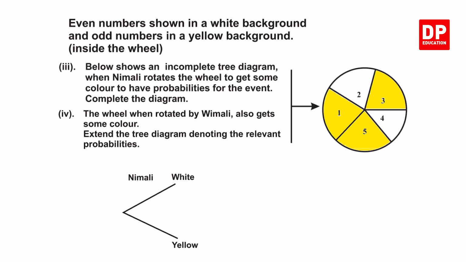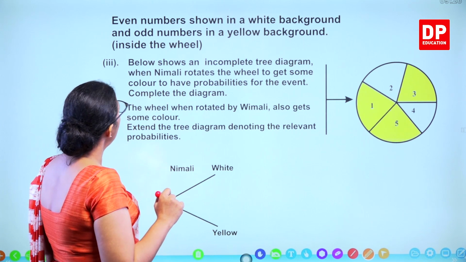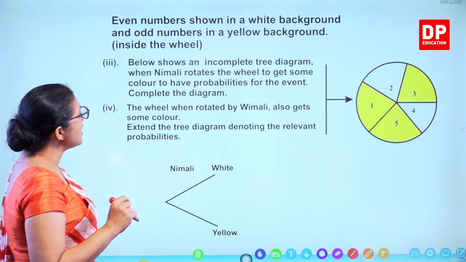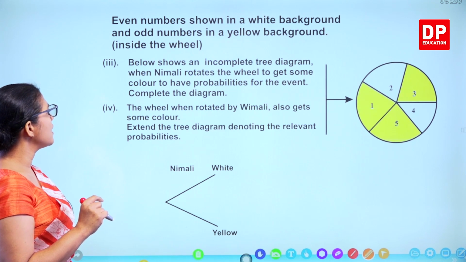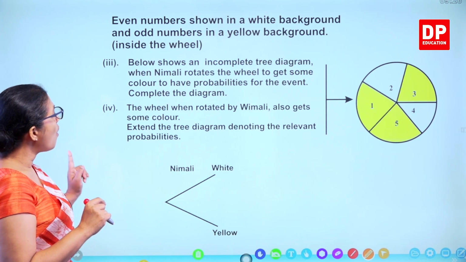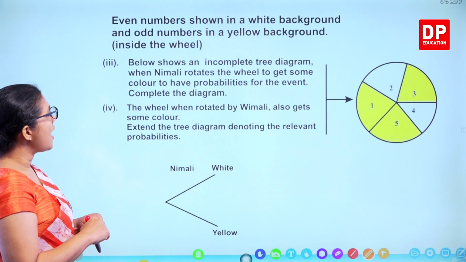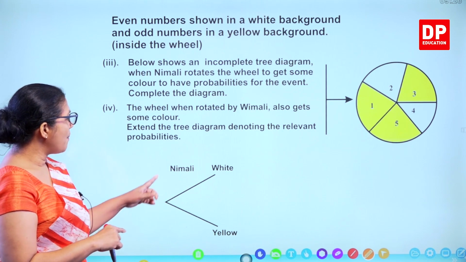Even numbers are shown in a white background and odd numbers in a yellow background. Below shows an incomplete tree diagram when Nimali rotates the wheel to get some color to have probabilities for the event. Complete the diagram. The wheel, when rotated by Vimali, also gets some color. Extend the tree diagram denoting the relevant probabilities. First we'll do for Nimali.